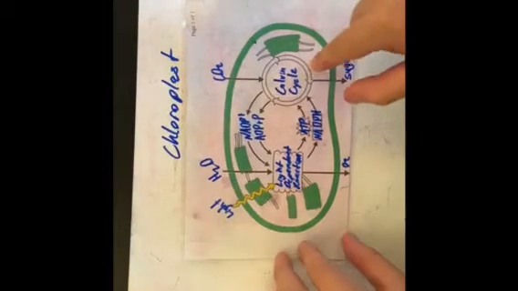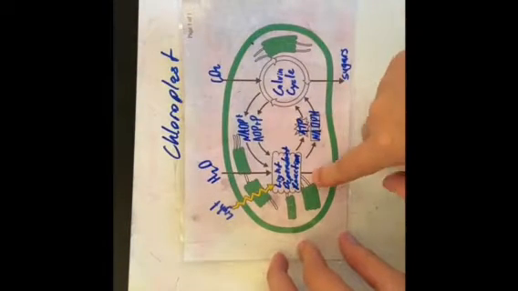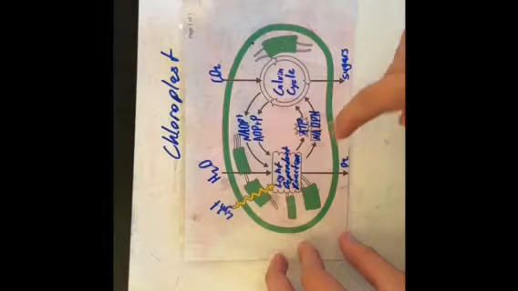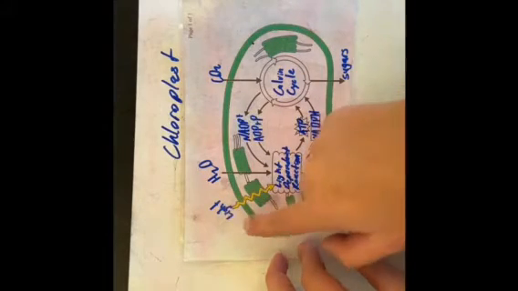This is a chloroplast. There's the Calvin cycle and the light-dependent reaction. The Calvin cycle takes in CO2 and creates NADP+, ADP plus P, and sugars or glucose. Then the light-dependent reaction takes in H2O and light, and makes O2, ATP, and NADPH. This is the light-dependent reaction.